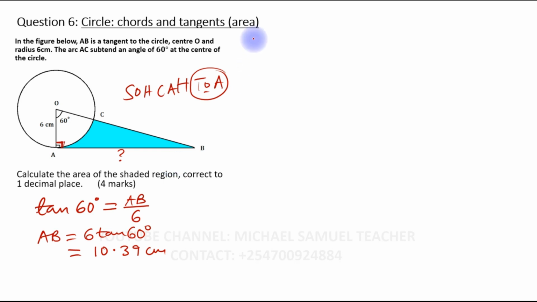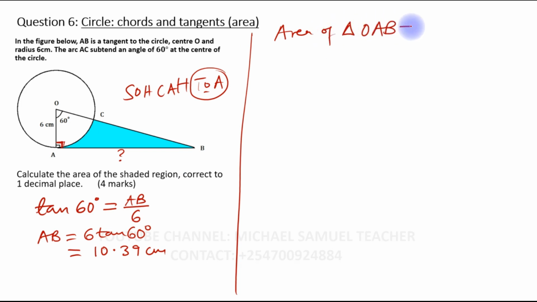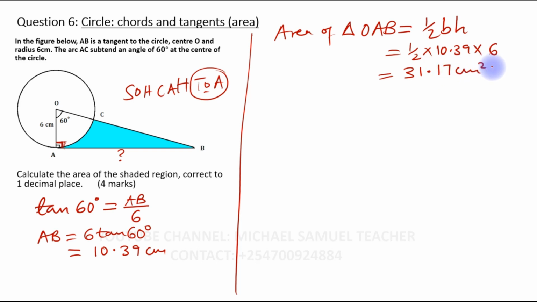of triangle OAB, which, since this is 90, we can find using a half base times height. So in our case, we have a half times base AB, which is 10.39, times height, which is 6. Using a calculator, we should get 31.17 centimeters squared.